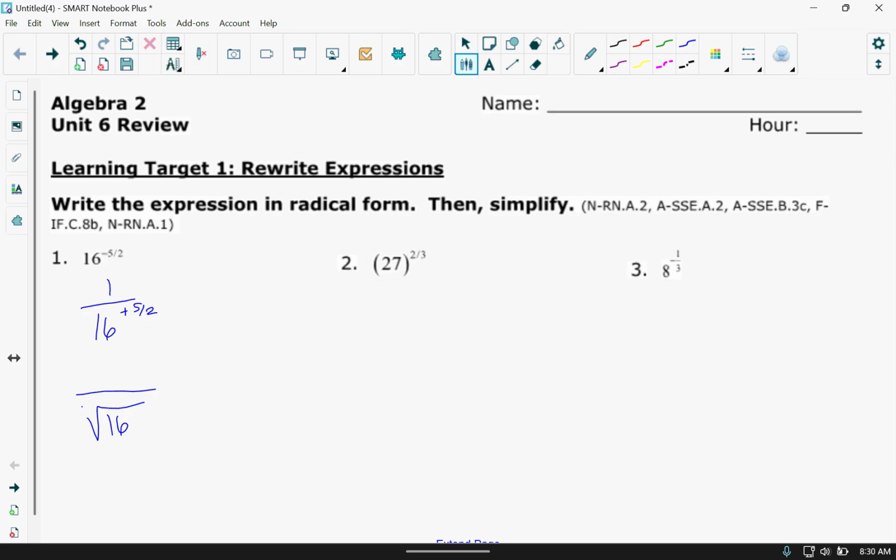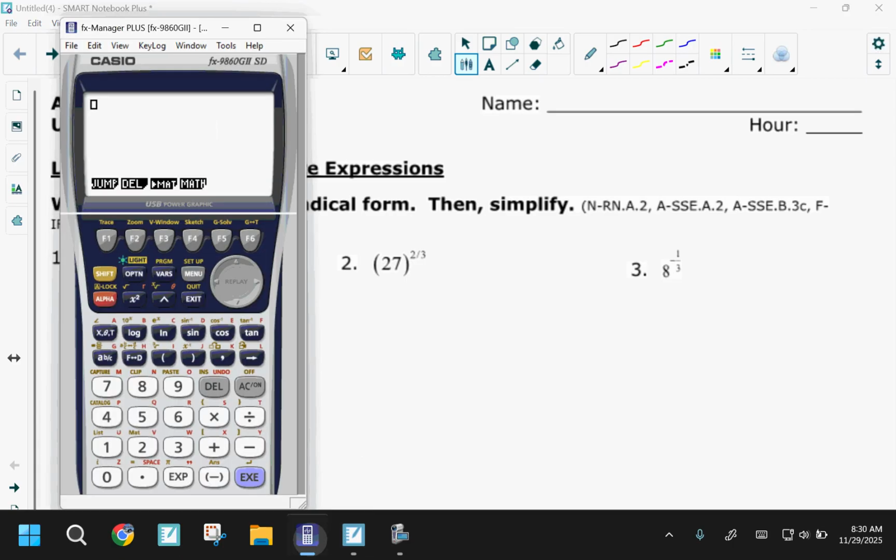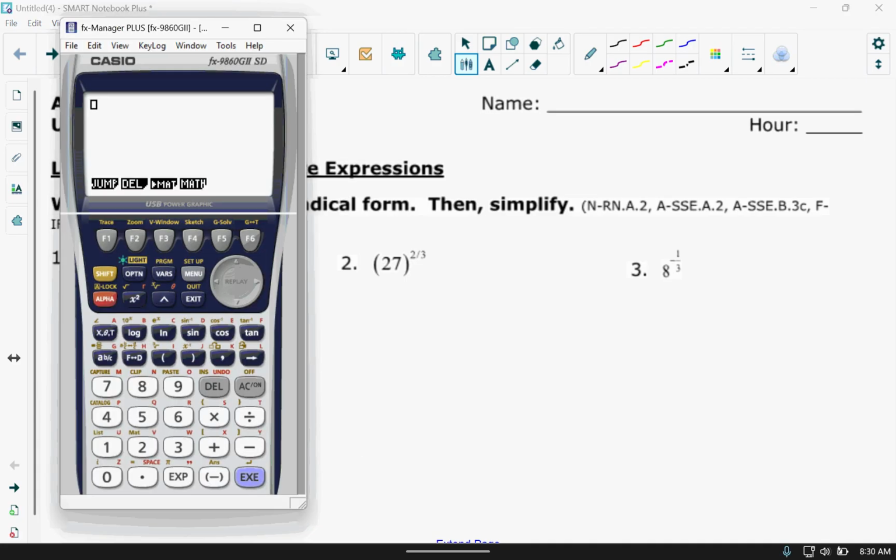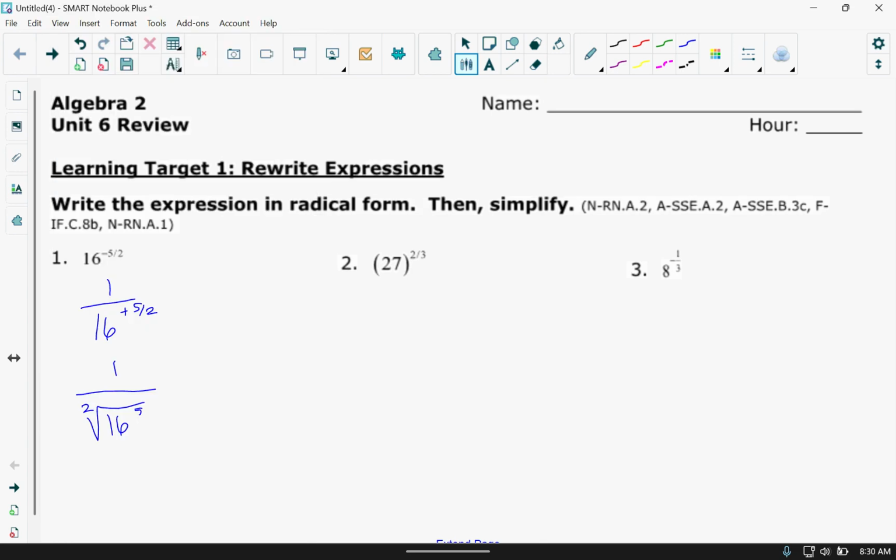If you want, you can put the 2 out here. And then you're going to put the 5 on top of the 16 as its exponent. And then at that point, you can just type that into your calculator. So I'm going to go into my calculator and just hit Shift X squared 16 to the 5th power. Now the answer is 1024, but it's not just regular 1024. The square root of 16 to the 5th power is at the bottom, so the answer is going to be 1/1024. That's our final answer.